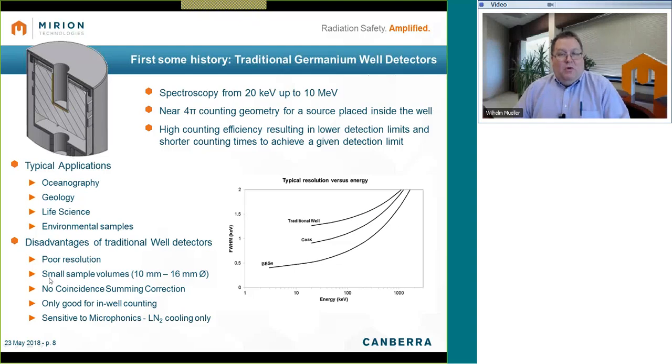However, because of this, you tend to be limited by the poor resolution. One tries to keep the well sizes to a minimum, so you're limited to very small sample sizes. There historically has not been an easy way to do automated cascade summing, coincidence summing corrections. And because of the limitations of the energy resolution, it's not really suitable for measuring other larger samples, because the other detectors typically have much better performance in that area. Another element related to this is they also tend to be more sensitive to microphonics than other types of detectors, and that limits their use with electrical coolers.